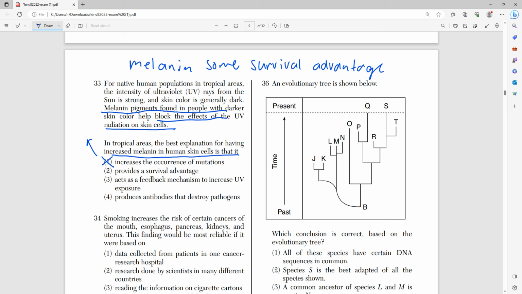Number two, provides a survival advantage. That's literally what we just said. It blocks harmful rays from hitting your skin and damaging your cells. That is why so many people have it. Think about natural selection. It's an advantageous trait, which means it's passed down from generation to generation, right? It doesn't act as a feedback mechanism, because your skin color usually remains the same. It's not fluctuating by the day. It's not fluctuating by the intensity of the sunlight. And four, it just does not produce antibodies.